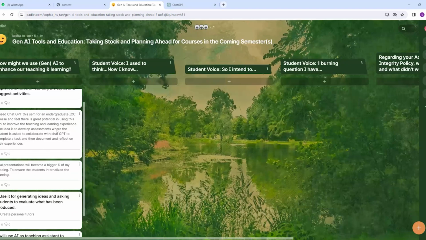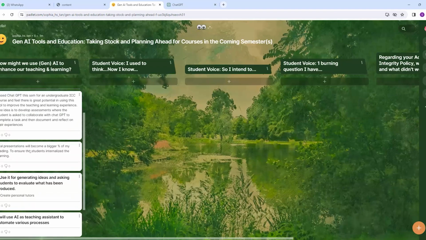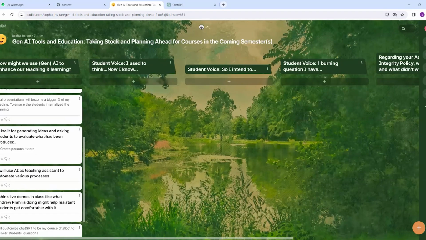And one idea is to develop assessments where the student is asked to collaborate with ChatGPT to complete a task and then reflect on their experiences. That is a nice example of using ChatGPT to augment their learning. Oral presentations will become bigger percent. Use it for generating ideas, asking students to evaluate what has been produced.